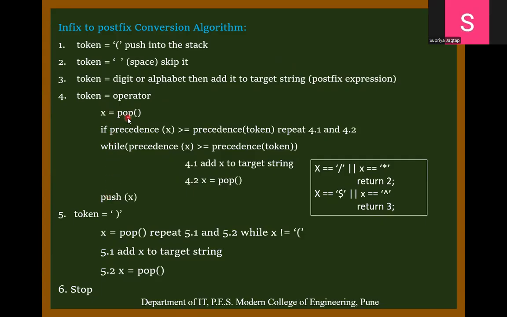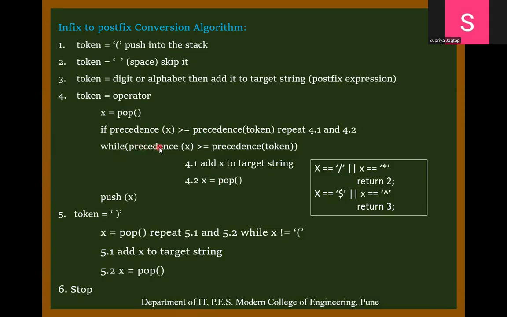If we come across an operator, we pop the character from the stack and compare its priority or precedence with the operator which we have scanned. Here X is the operator which is popped from the stack and token is the operator which we have scanned right now. So we compare its priority. If the priority of the popped operator is greater than or equal to the scanned operator, then we repeat these two steps.